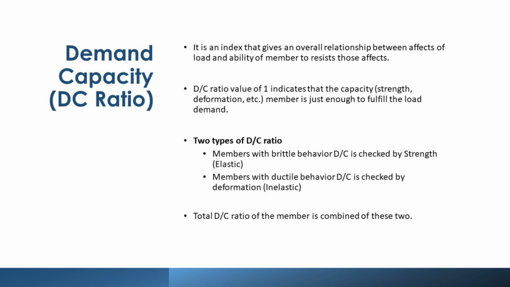0.9, 1.1 is a judgment call, and some engineers can pass up to 1.2. Some engineers are very conservative, they will fail at 0.99. So it's a decision that people can make. And this is where the importance of structure, member, and so on will also come in. So there are two types of demand capacity ratios, one is based on force for the brittle members, and one is based on deformation for ductile members, and we combine them together and we check both the demand capacity ratios in this case.